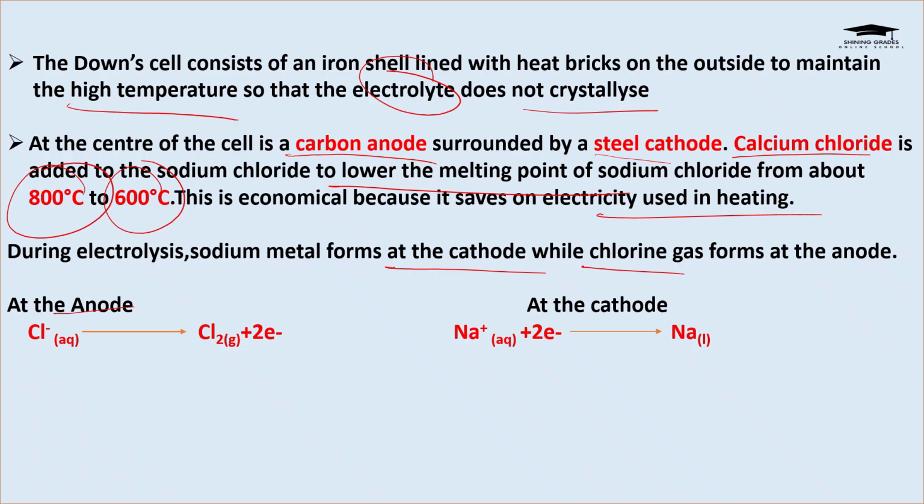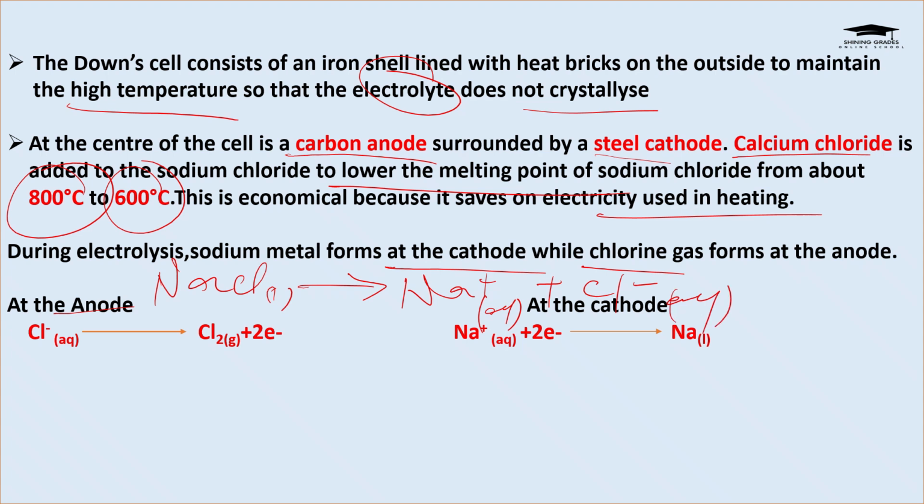And this is represented by the ionic equations below. Remember, initially we had sodium chloride, which is our electrolyte. When electric current passes through that particular molten solution, it ionizes to produce sodium ions and chloride ions.